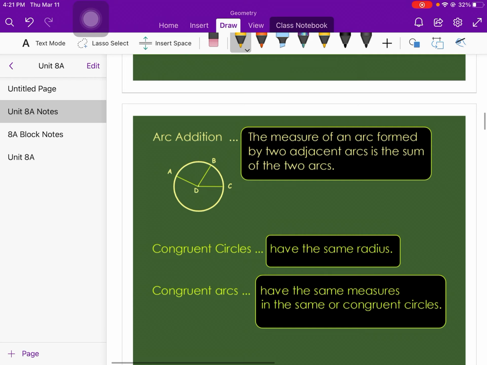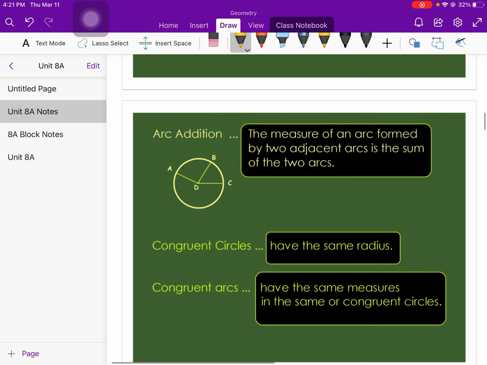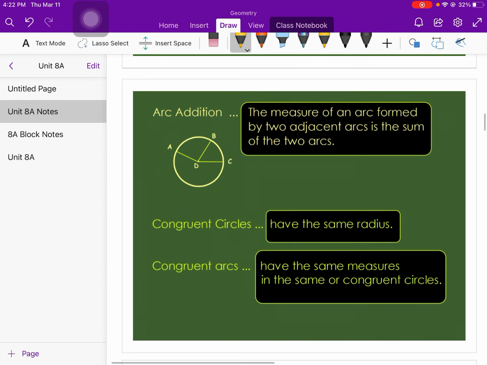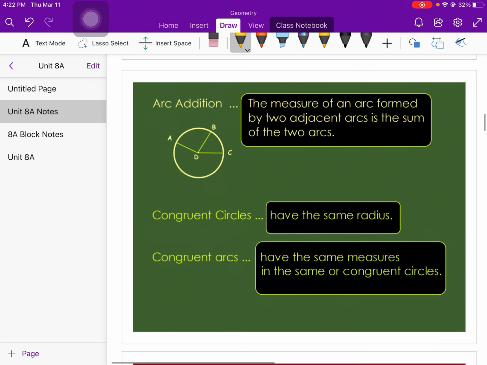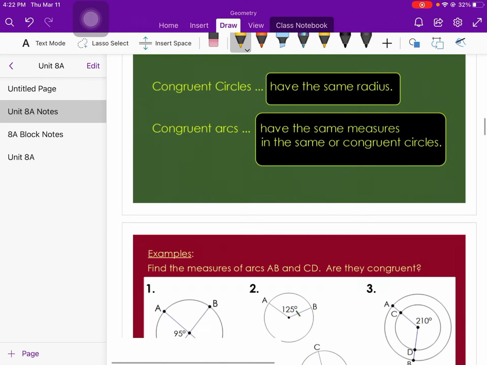Now we do have what's called arc addition, which is the measure of an arc formed by two adjacent arcs is the sum of the two arcs. We also have congruent arcs. They have the same radius, and they also have the same measures in the same or congruent circles. So we're going to see this in the next slide here.